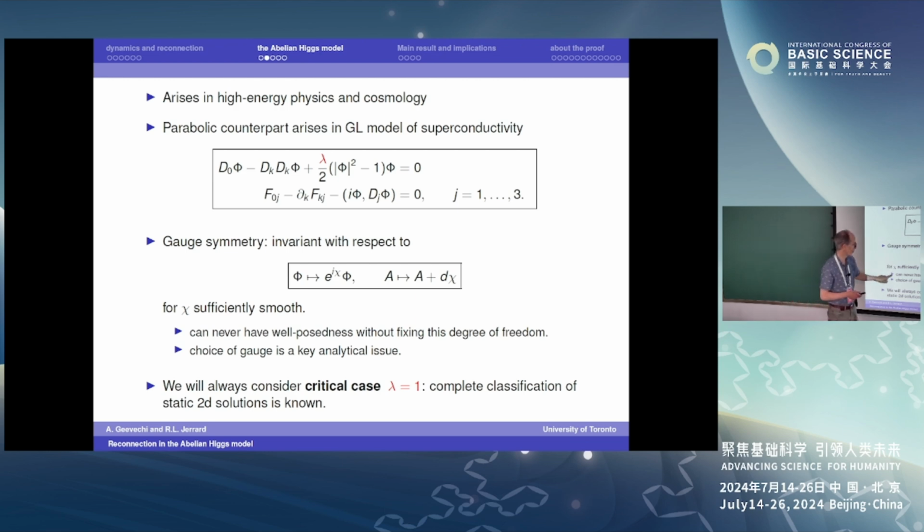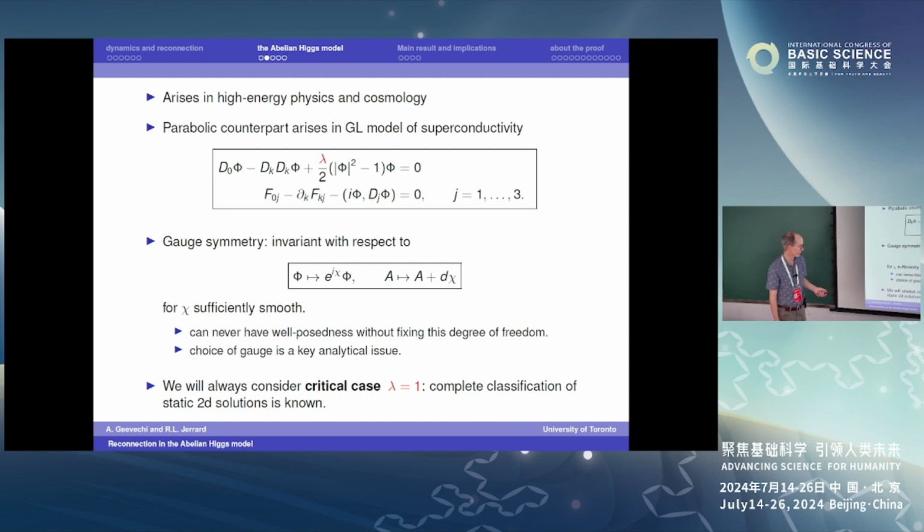Note that we can never have well-posedness in either of these equations without fixing this degree of freedom, because there can't be uniqueness. These equations are terribly underdetermined because I can transform them in an arbitrary way. I can take one solution and have enormous freedom to change it at later times in a way that preserves the initial data. And so the way that this degree of freedom is fixed, the choice of gauge, is a key analytic issue in every problem involving these equations.